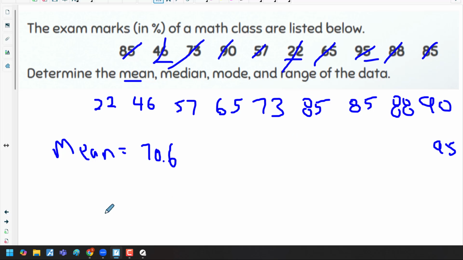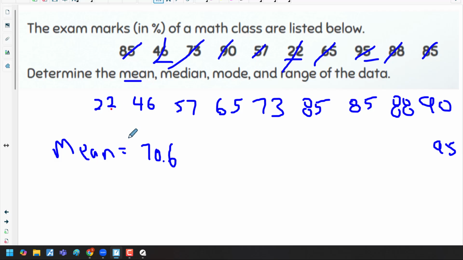Pretty straightforward, easy stuff. I would recommend if you're on a test or something, do this twice. Sometimes you may make an error in your calculator putting it in. There's no rush. You have the time, so just do it properly. Median. Median is the middle term, the middle number.